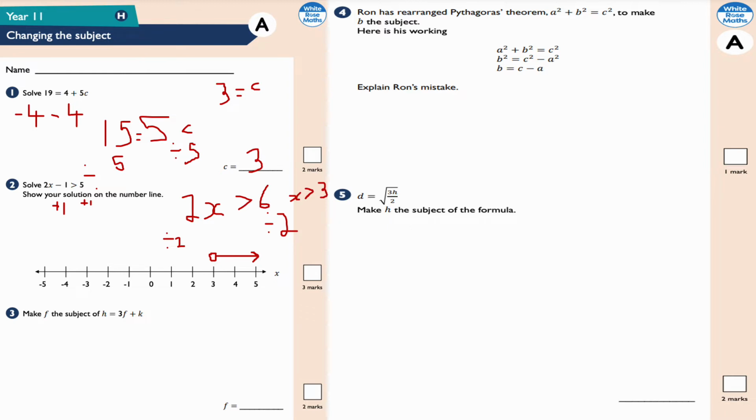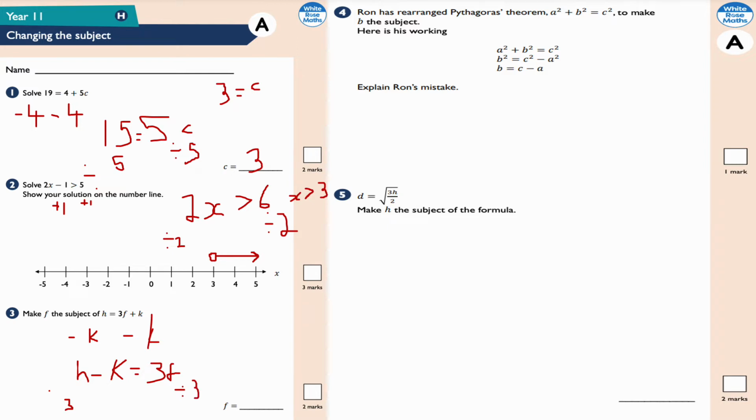Okay, question number 3. Make f the subject of h equals 3f minus k. Well, if I subtract k on both sides, so we are trying to isolate and get the letter by itself. H take away k is equal to 3f. 3f means 3 times f, so dividing both sides by 3 will isolate and get me, oops, why did I divide by f there? I mean divide by 3, sorry.